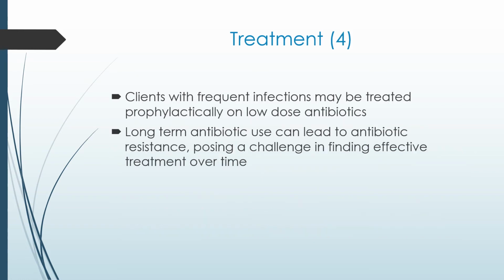Clients with frequent infections may be treated prophylactically on low-dose antibiotics, and sometimes you will see this with patients that have chronic kidney disease, because they are so prone to UTIs that they are always on a low maintenance dose of an antibiotic. Because long-term antibiotic use can lead to antibiotic resistance, this we remember, posing a challenge for finding effective treatment over time. So if your client is already on a low-dose prophylactic antibiotic and then develops a UTI, well, now that puts us at a disadvantage, because now we have to find an antibiotic that will actually work.